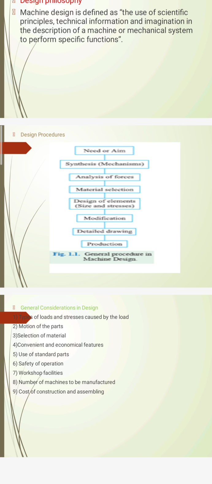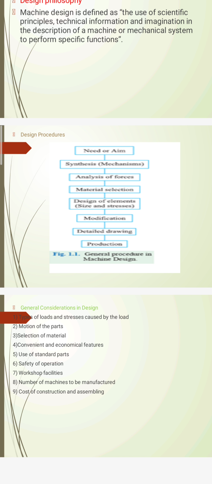First is types of loads and stresses caused by the load. Sometimes externally applied loads on a machine component may act in several ways, but the component tries to resist this load, and due to this internal stresses are induced in the component. So the first consideration is types of load and stresses caused by the load.